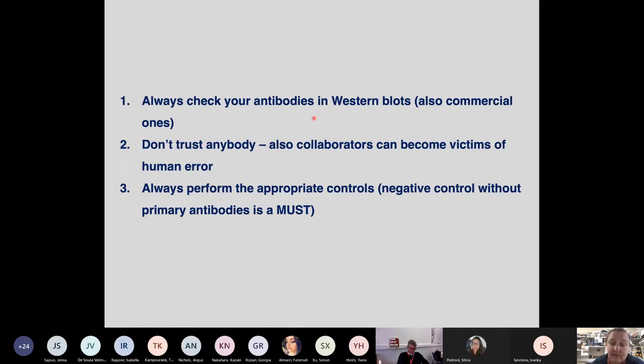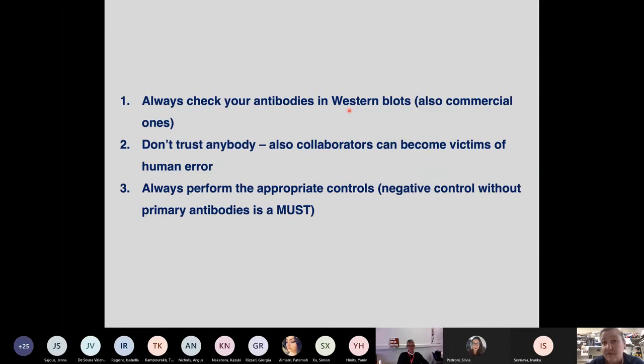So what I would recommend is that you always check your antibodies in Western blot, also commercial ones. These days, when you want to publish, they will often ask that you validate commercial antibodies by knockdown experiments. Don't trust anybody. Collaborators can become victims of human error.